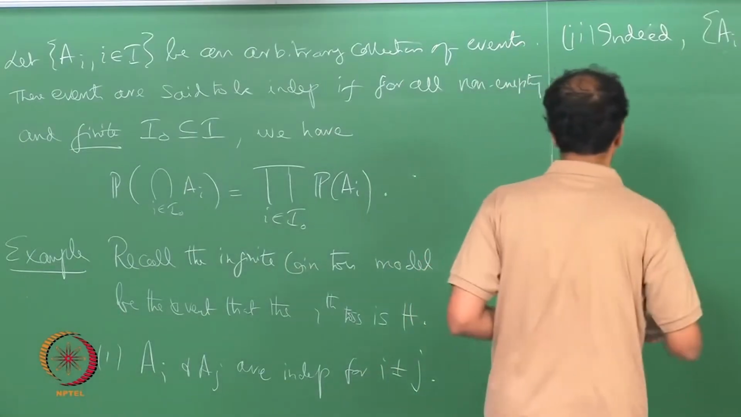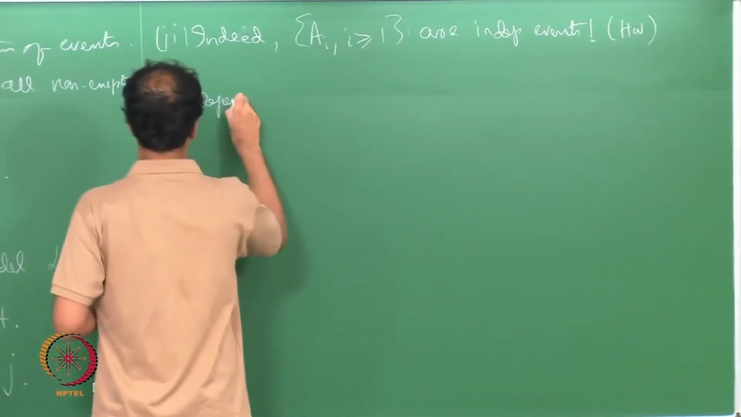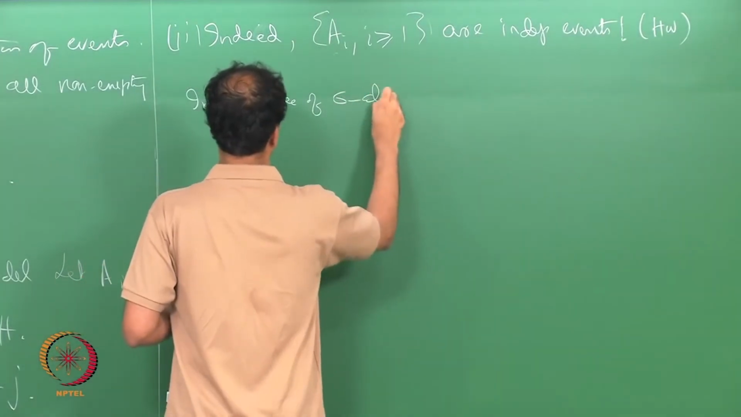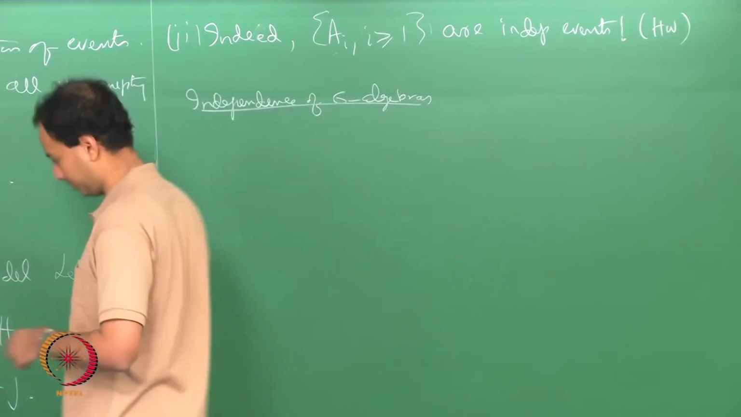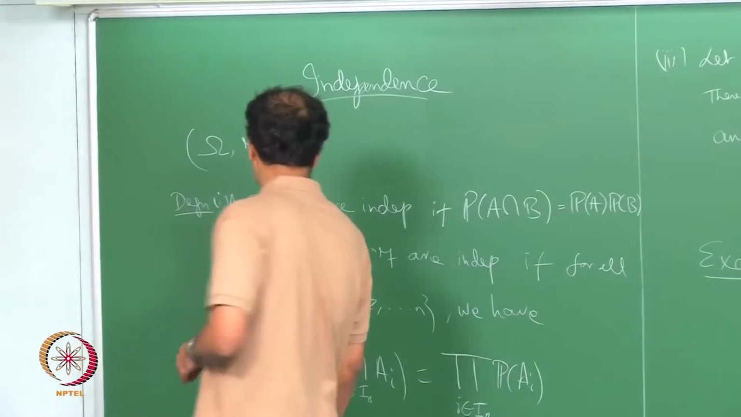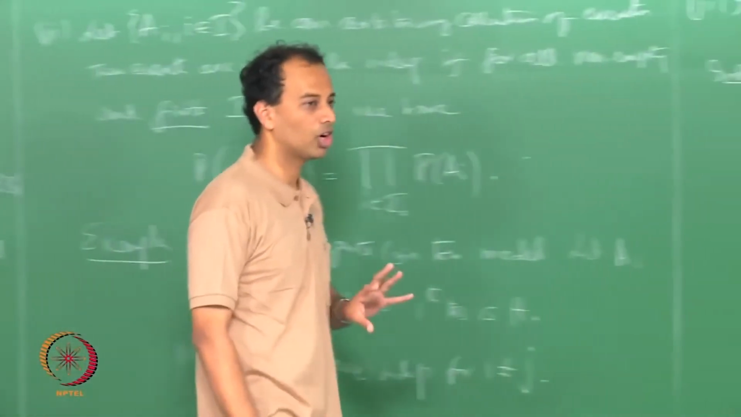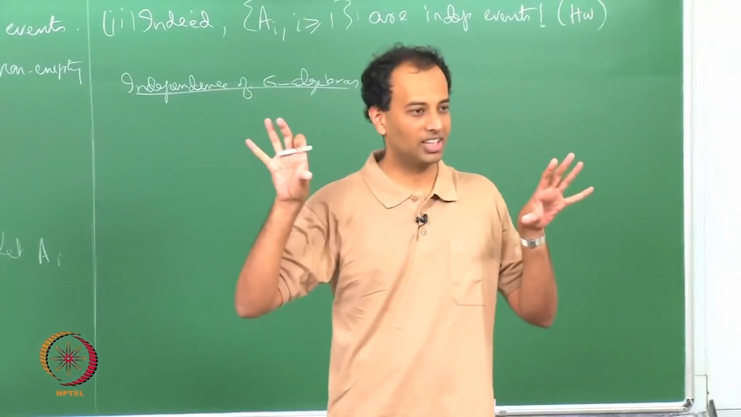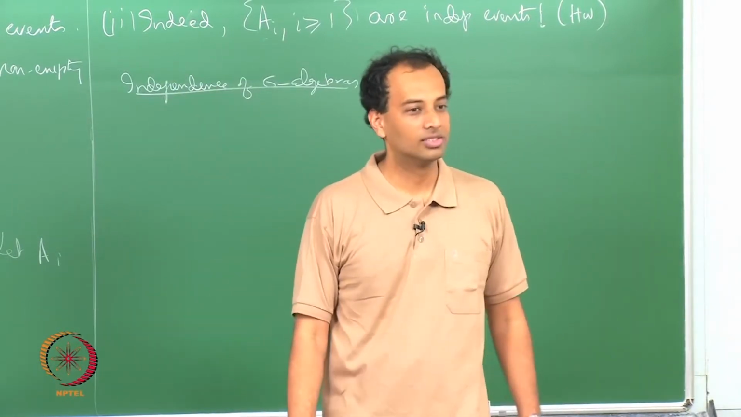Now, independence of sigma algebras. So far we have only been talking about independence of events and collections of events. Now we will talk about independence of two sigma algebras and then eventually independence of a collection of sigma algebras.